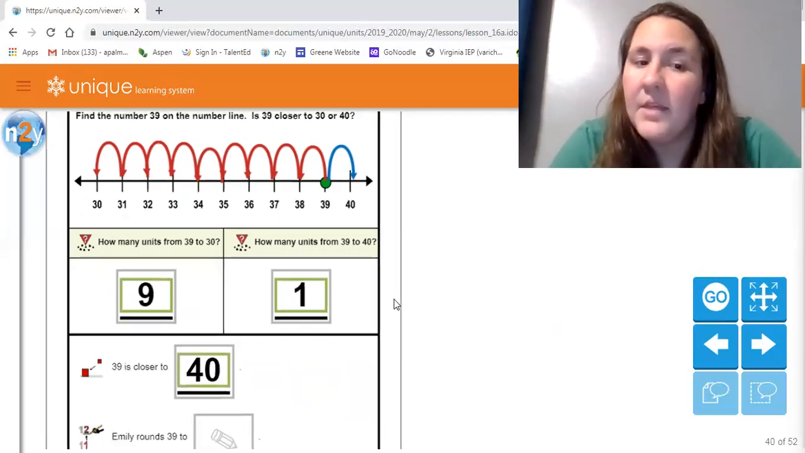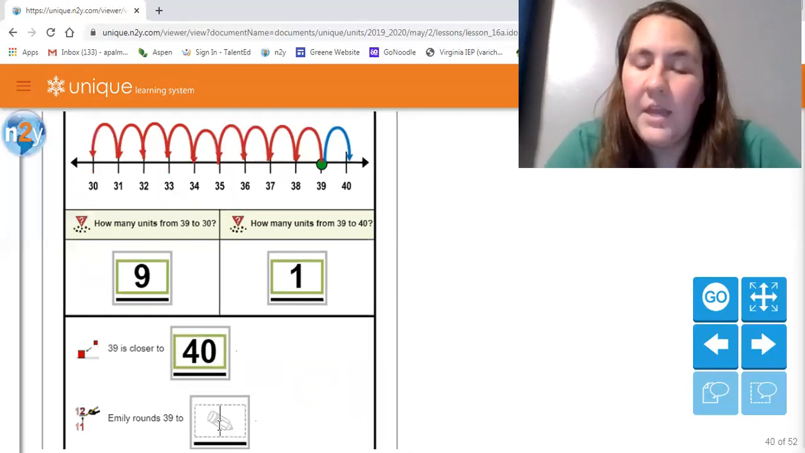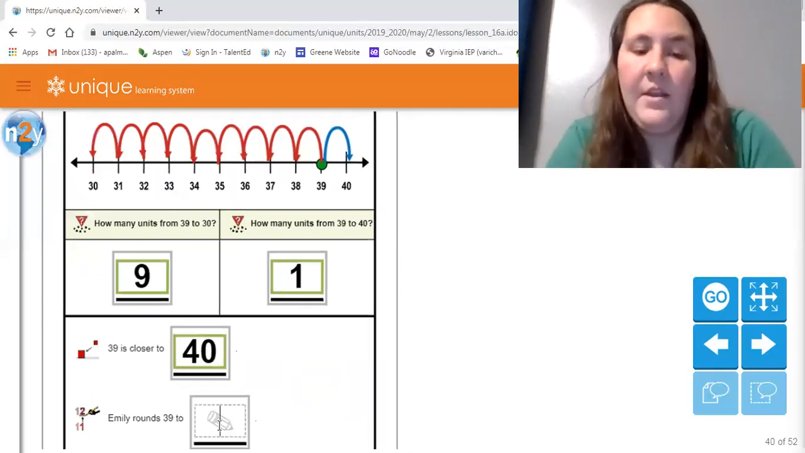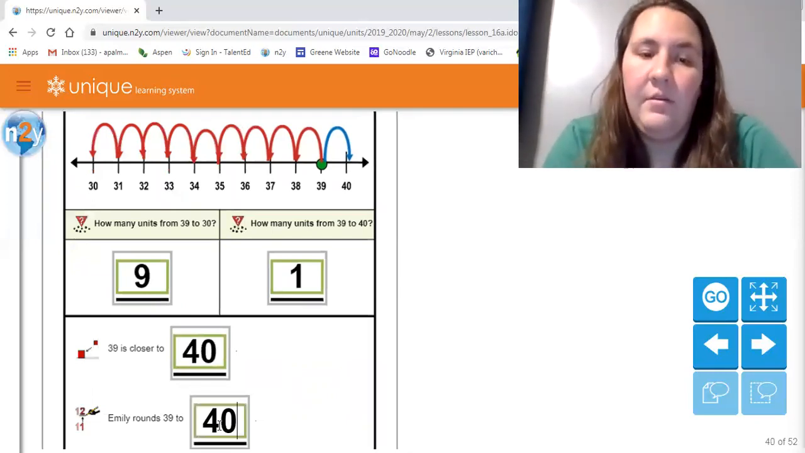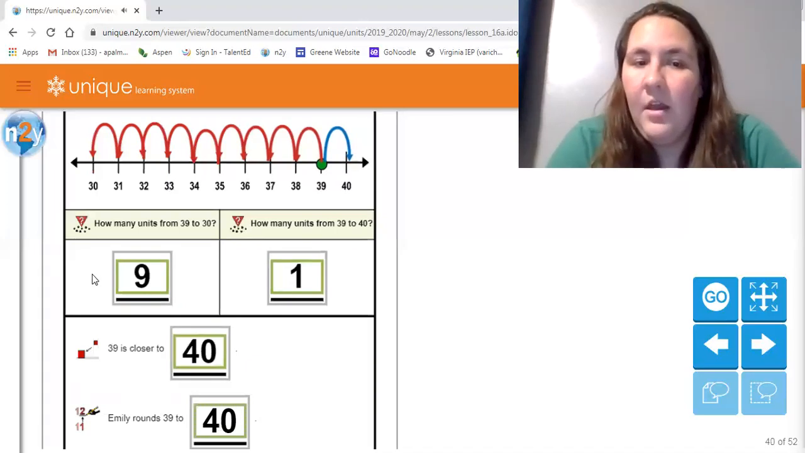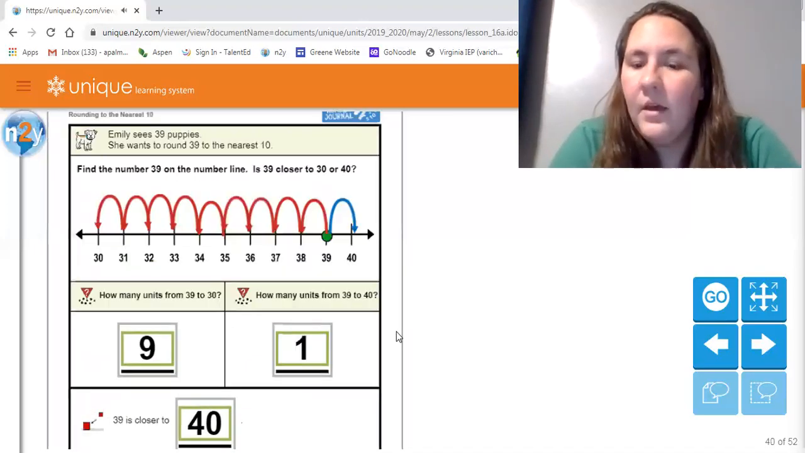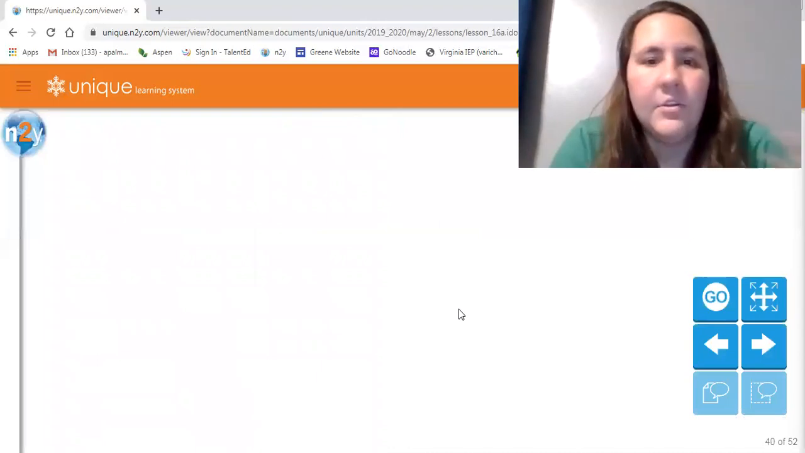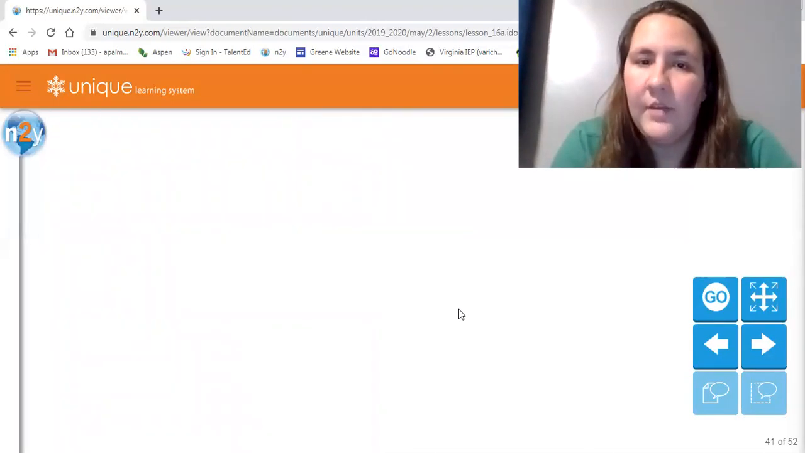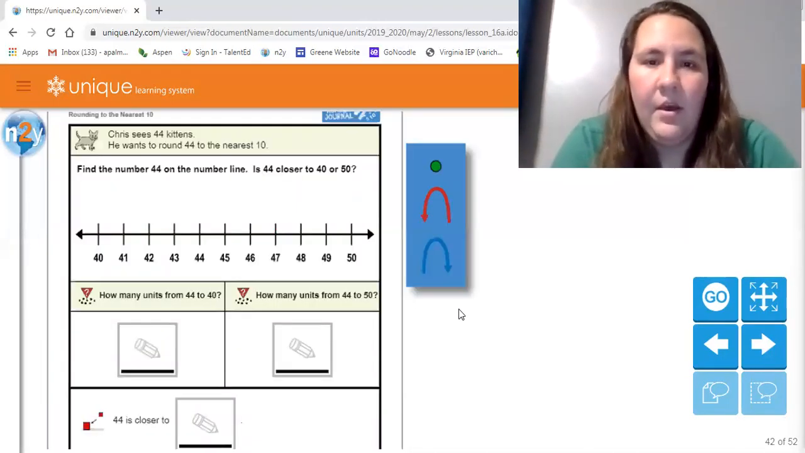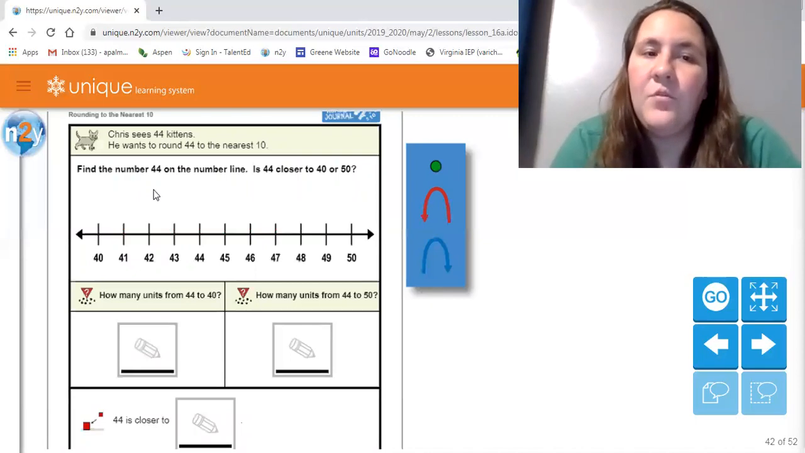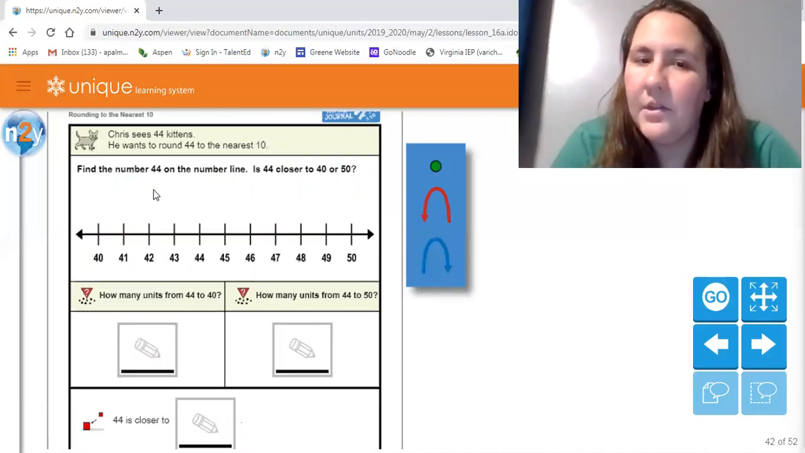So let's type that in together, okay? 40 is a 4 and a 0. So find a 4 and then a 0. Beautiful job. I love how hard you guys are working, and you're starting to get it faster and faster. That's awesome. All right. Chris sees 44 kittens. He wants to round 44 to the nearest 10.